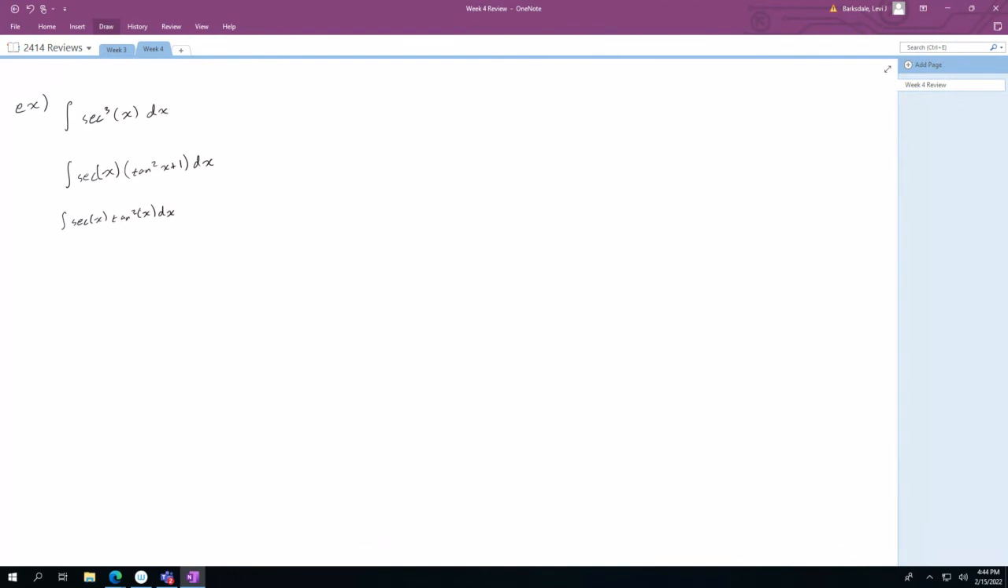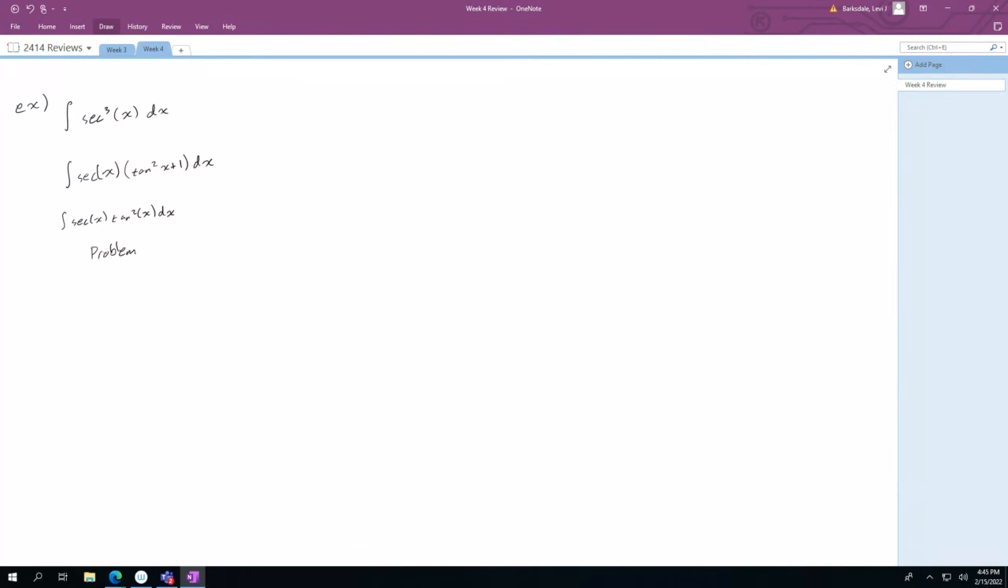Because if I try u substitution, if I let u be secant x, then du would be secant x tangent x, and I have an extra tangent and not enough secants. If I let u be tangent x, then du is secant squared, and I have an extra tangent and not enough secants, right? So here we've run into a problem with our fun trig integral, right?